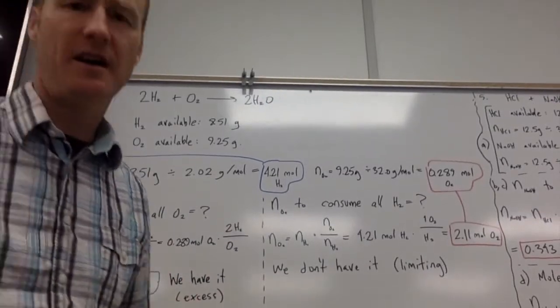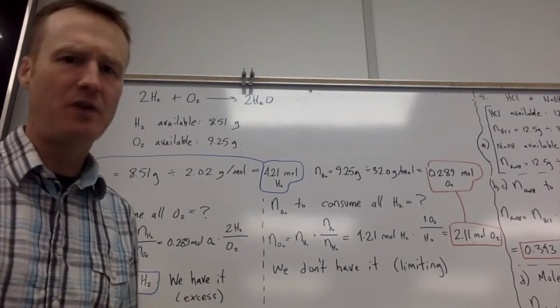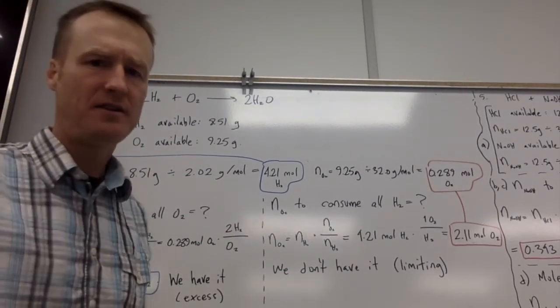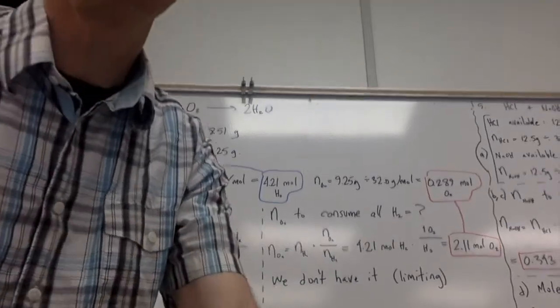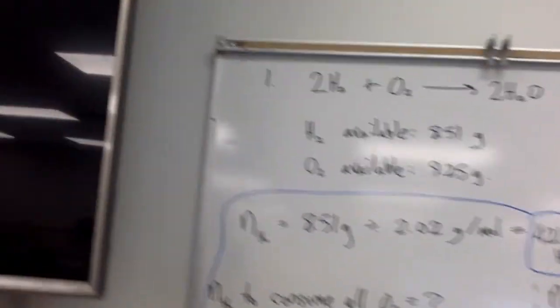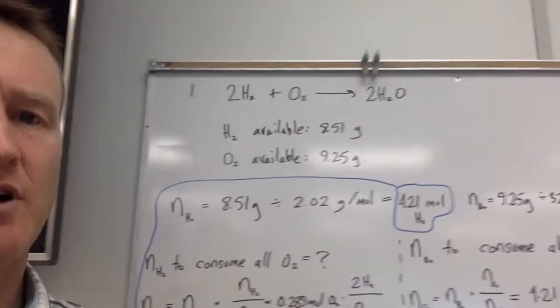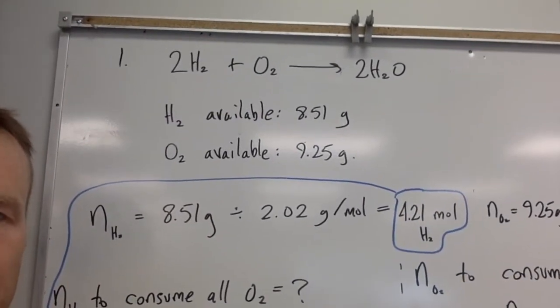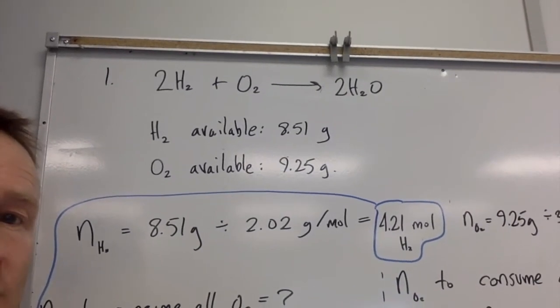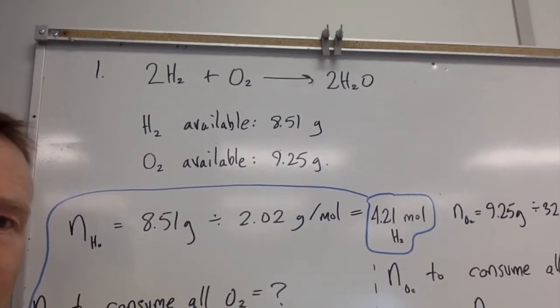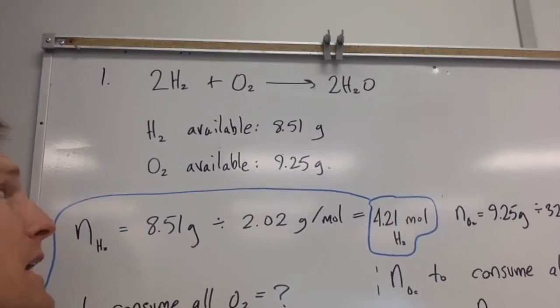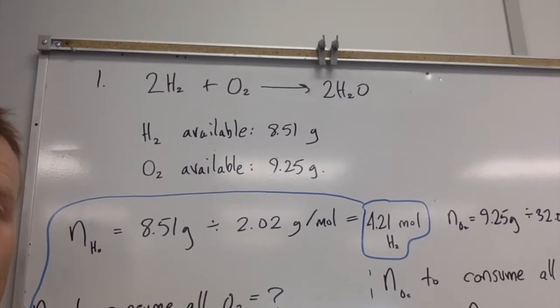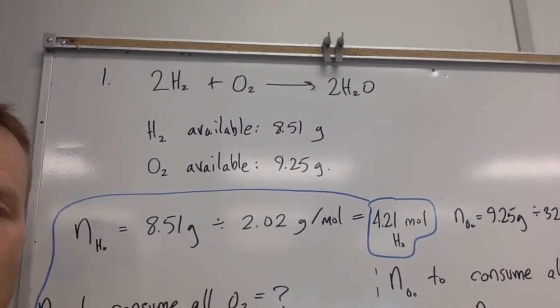There's also a handout that goes with today's lesson, and I'm going to go through, as I always do, a couple of questions from the handout to help you out. So the first one is, in question 1, we have a case where we've got hydrogen react with oxygen to make water. So I always like to write down what I know. I am told that we have 8.51 grams of H2 and 9.25 grams of oxygen.